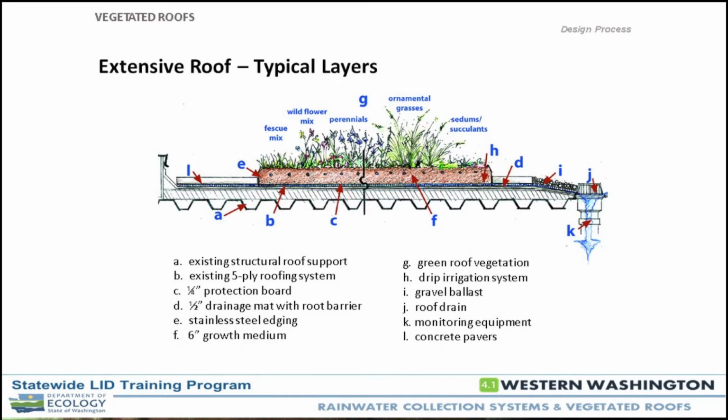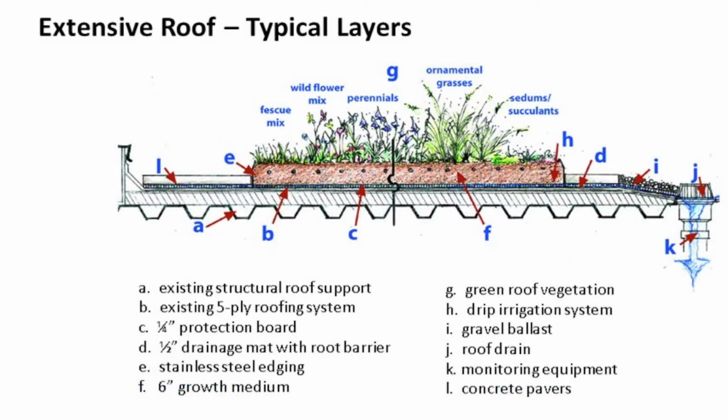So there's a protection layer that goes right on top of the membrane as work's done. There's a root barrier, and a lot of times protection and root barrier double, either as a sheet that goes over that's also going to provide that root protection.